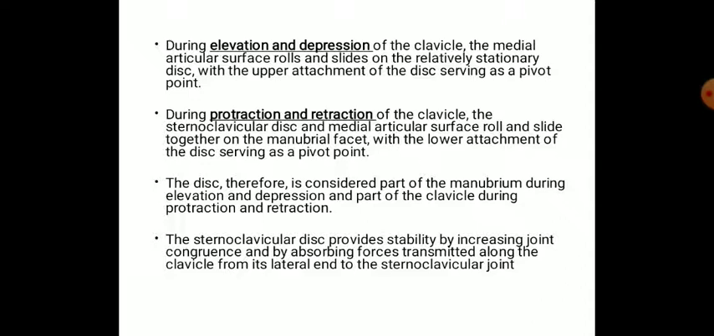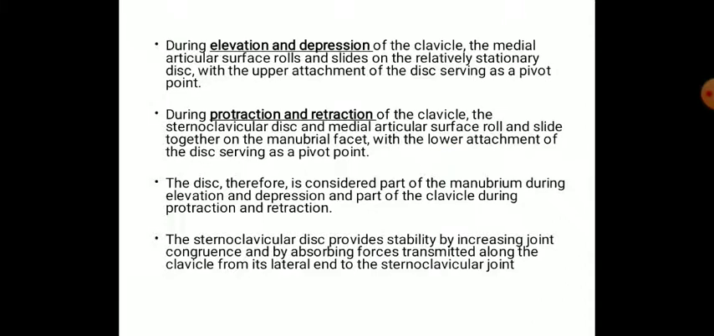But whenever we go for protraction and retraction, protraction means taking our upper arm into a shrugged shoulder position, and retraction means we are just opening our shoulder. These are the protraction and retraction movements of the shoulder complex. Whenever we do protraction and retraction of the clavicle, the sternoclavicular disc and medial articular surface roll and slide together on the manubrial facet, with the lower attachment of the disc serving as a pivot point.